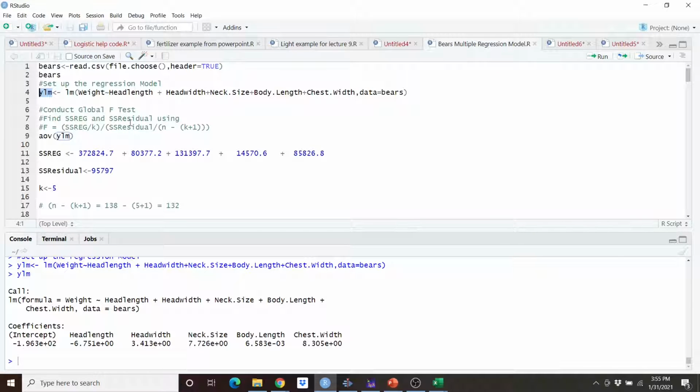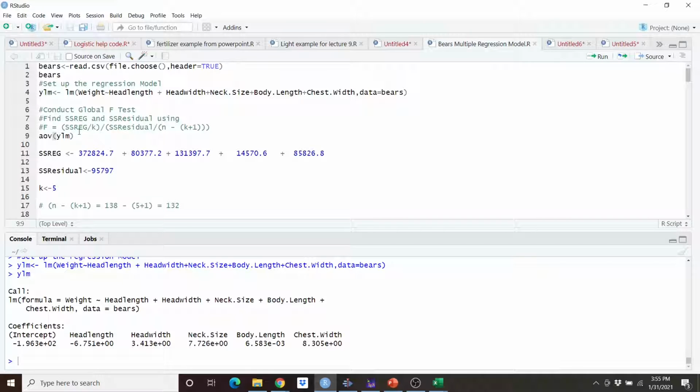How do we go about analyzing this? Well, the first thing we need to do is conduct a global F-test. So we need sum of squares regression and sum of squares residual. And so our global F-test is going to equal the sum of squares regression over k, the number of parameters in the model, divided by the sum of squares residuals over n minus k plus 1, where n minus k plus 1 is the residual degrees of freedom.